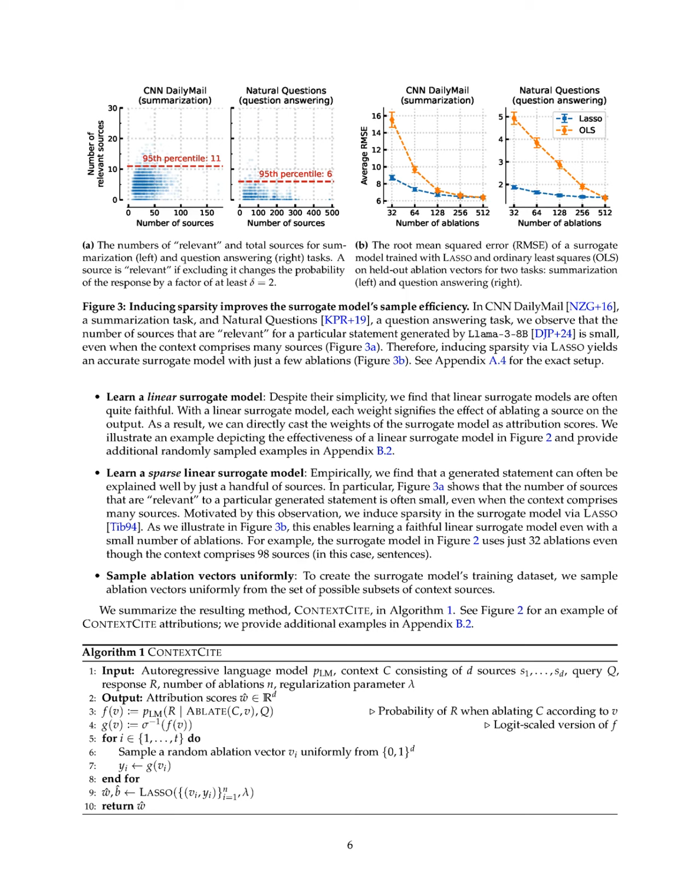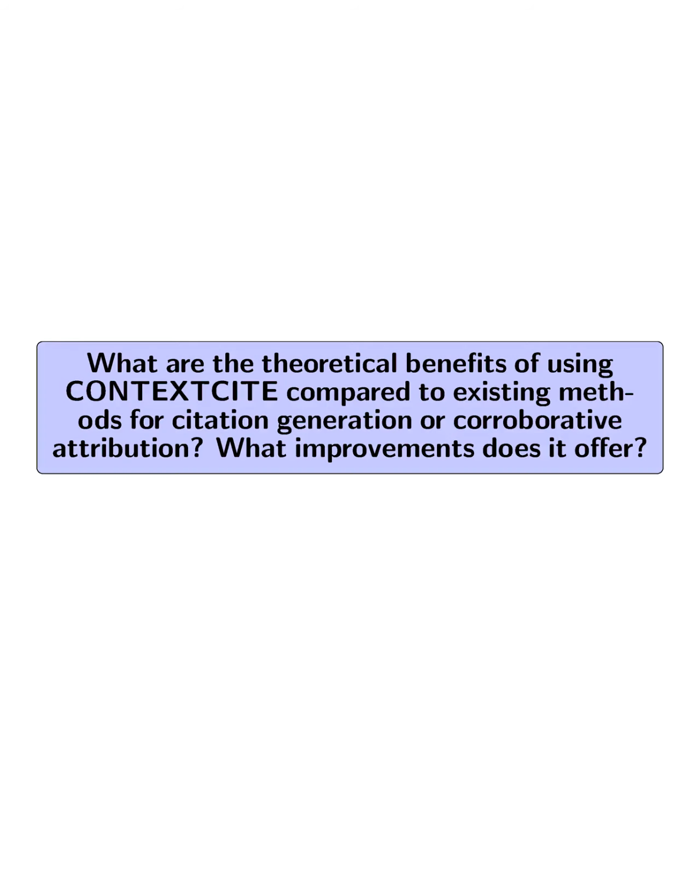What are the theoretical benefits of using CONTEXTCITE compared to existing methods for citation generation or corroborative attribution? What improvements does it offer?